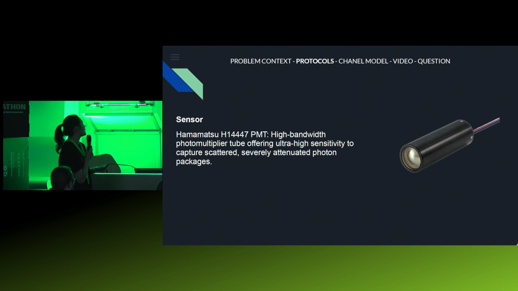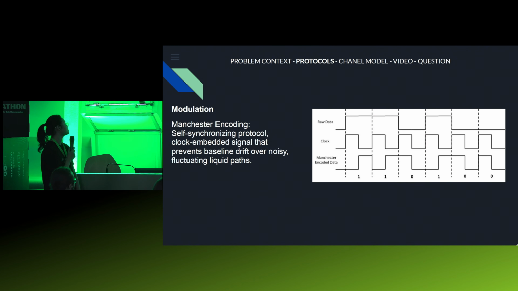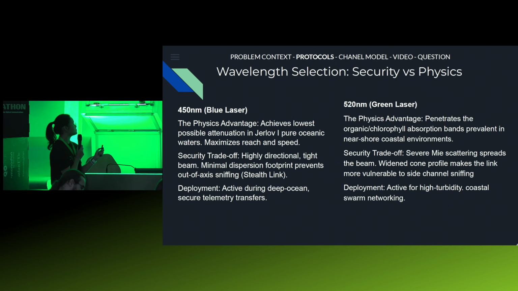Also, about the sensor, we chose the Hamamatsu PMT, a high bandwidth photomultiplier tube, offering ultra high sensitivity to capture scattered and severely attenuated photon packets. About the modulation, we chose Manchester encoding since it is a self-synchronizing protocol, and also a clock-embedded signal that prevents baseline drift over noisy channels.